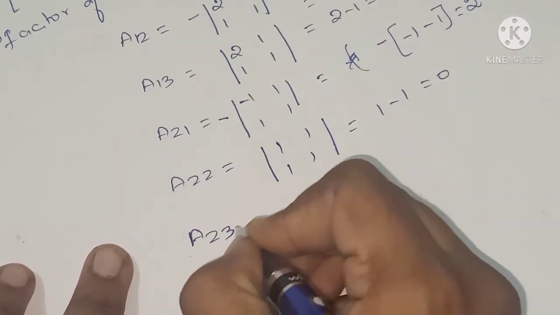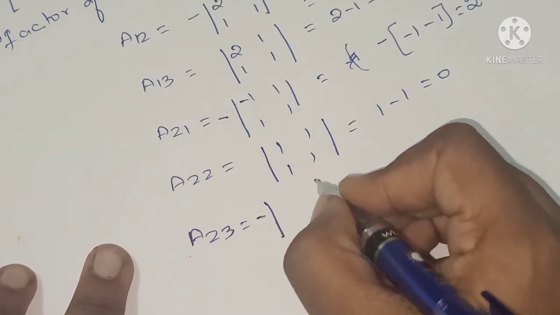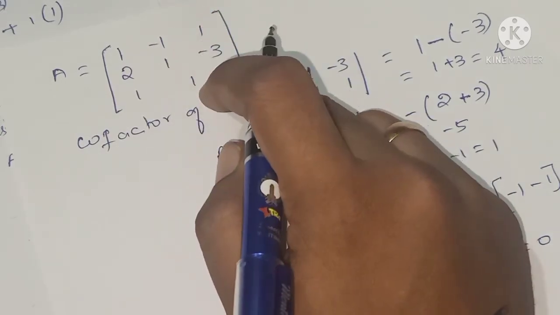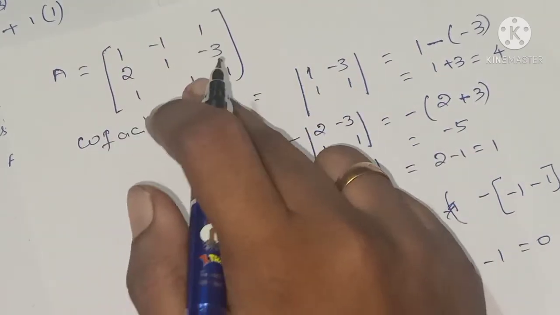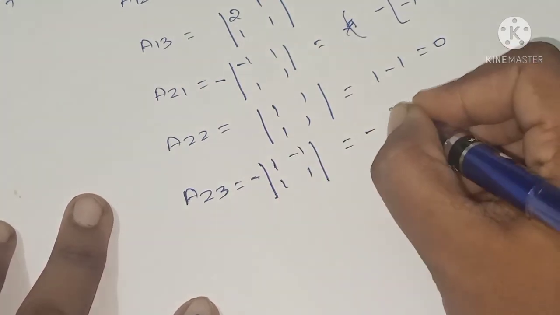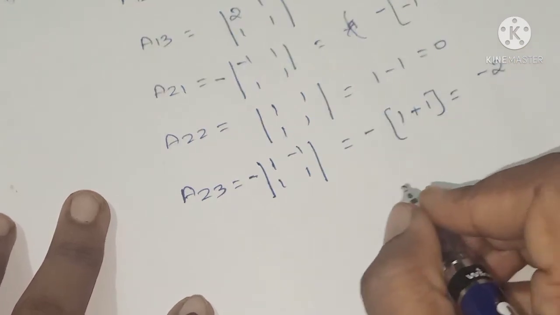Next A23. 2 plus 3 is 5, odd number, so negative sign. Hide the second row and third column. We get 1 minus 1 1 1. So this is equal to minus of 1 plus 1, which is equal to minus 2.